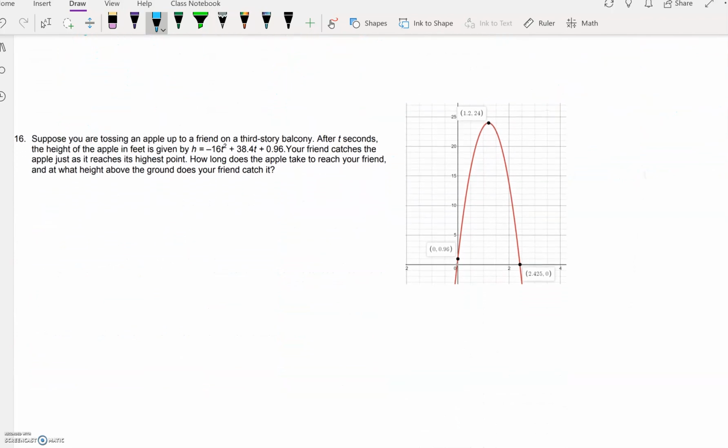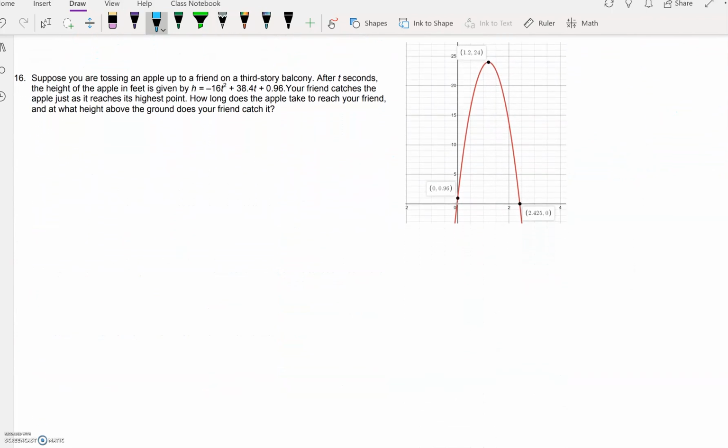Similar idea here. Again, you can have decimals. Don't be afraid of those decimals. Just type them right into your calculator or into the graphing calculator. The question here is, how long does the apple take to reach your friend? And at what height above the ground does your friend catch it? Your friend catches the apple just as it reaches its highest point. So in this particular question, we're really focusing on the vertex.